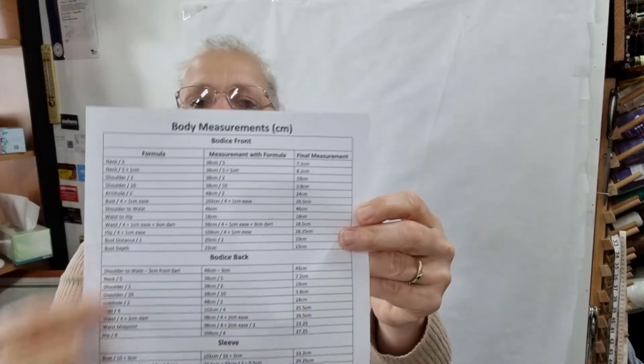The first thing we're going to do is take measurements. So I'm going to teach you how to take the 10 measurements that you'll need just to do your bodice, and that will include the armhole. And then there are a few formulas involved with that, but what I've done is taken the guesswork out of it for you. And this is my sheet for my body measurements. So this is the formula used here.